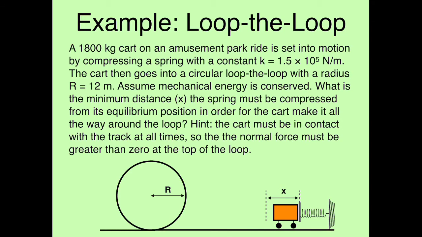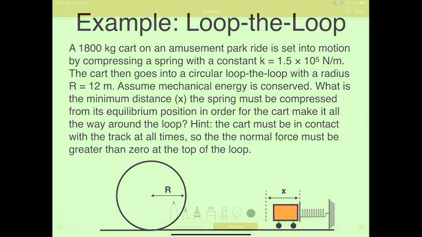There's a little bit of a hint here. The hint is that the cart must be in contact with the track at all times. We don't want it to fall out of the track. That would be bad. So the normal force between the cart and the track has to be greater than 0. If the normal force goes to 0, that means the cart is falling out of the track. That's not what we want. So let's work this one out.